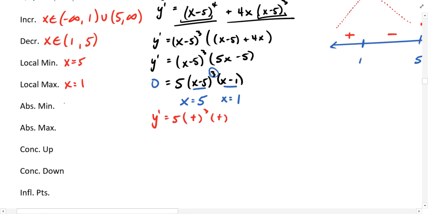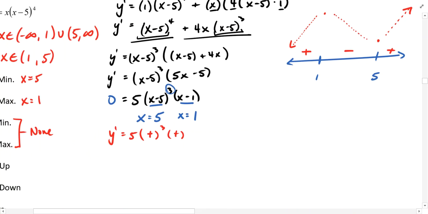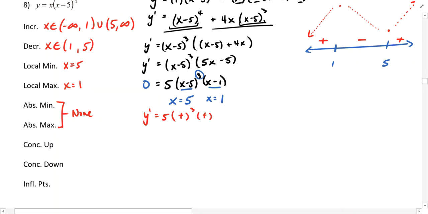Now, as far as absolute minimum and absolute maximum, I would argue that there are none. We can make that claim because this graph is continuously decreasing as we move to the left, it was increasing as we move to the right, and then over here it's continuously increasing towards the right. There's no boundary to the high or the low points. So we would say that there is no absolute max or absolute min.